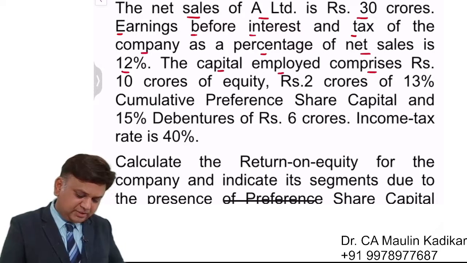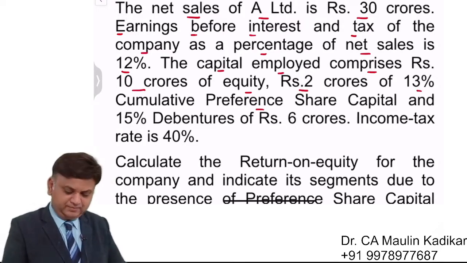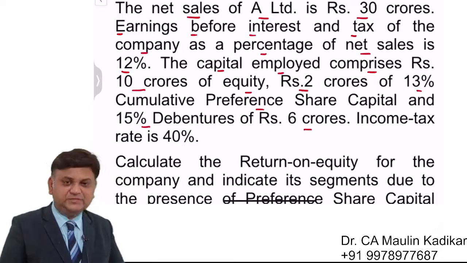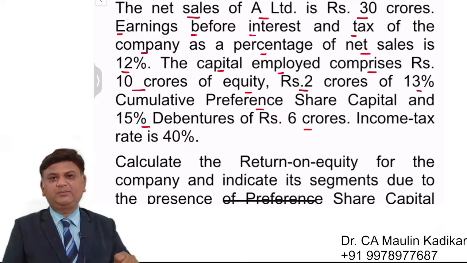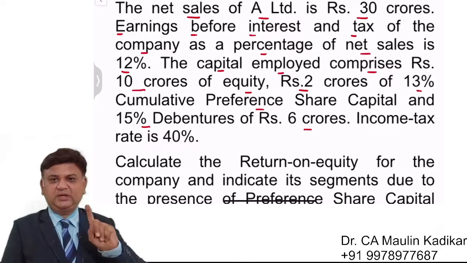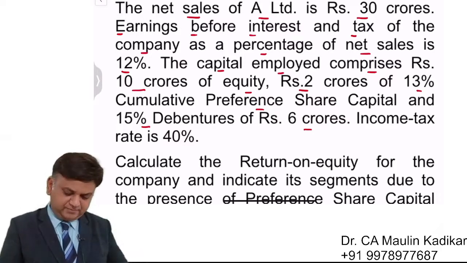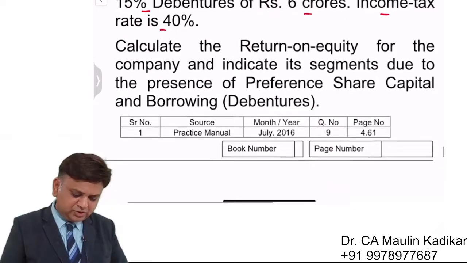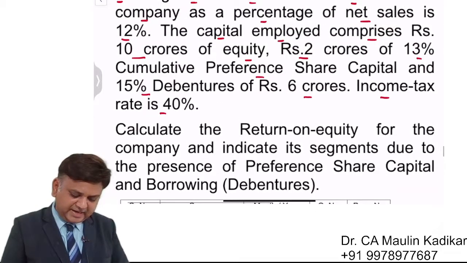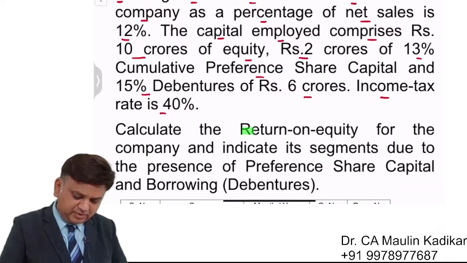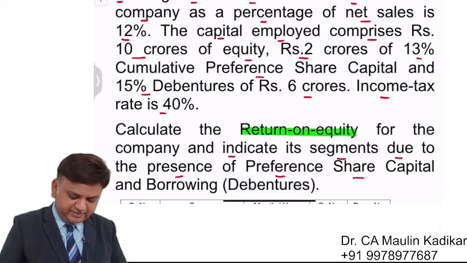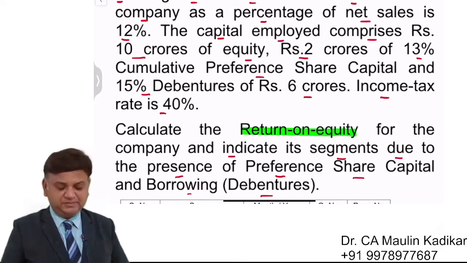The capital employed comprises of 10 crore of equity, 2 crore of 13% cumulative preference share capital, and 15% debentures of 6 crore. So capital employed consists of three sources of finance: equity, preference, and debentures. Income tax rate is 40%. Calculate ROE, return on equity, for the company and indicate its segment due to presence of preferential capital and borrowing, that is the debentures.